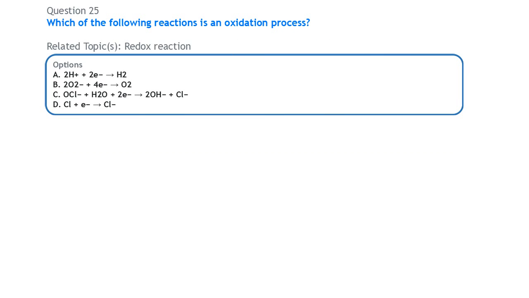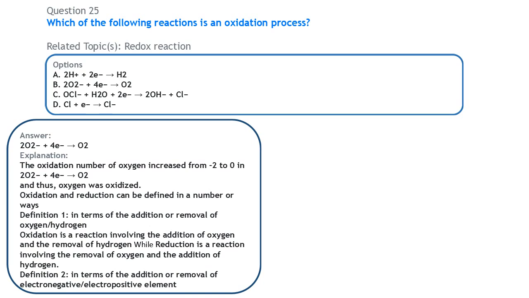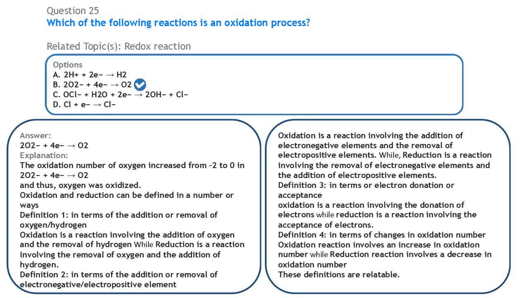Which of the following reactions is an oxidation process? That would be this reaction here. What has happened there is the oxidation number of oxygen has increased from -2 to 0. Here, the oxidation number of oxygen is -2. The oxidation number of oxygen in this diatomic molecule is 0. So what we have here is an increase in the oxidation number, and an increase in oxidation number is oxidation. A decrease in oxidation number is reduction.